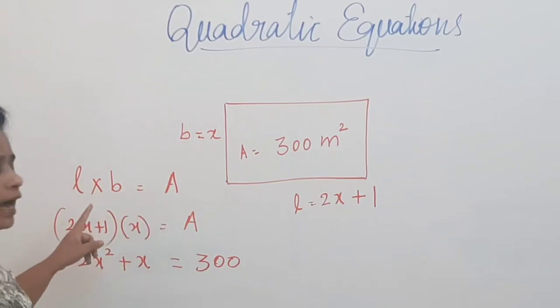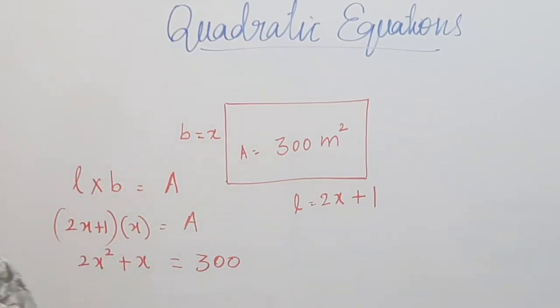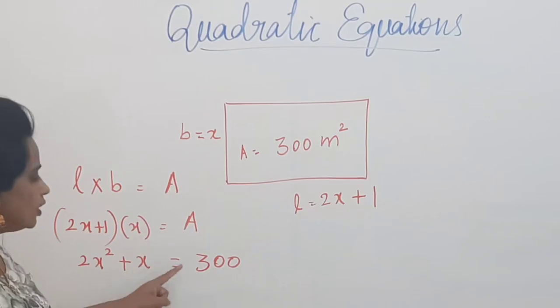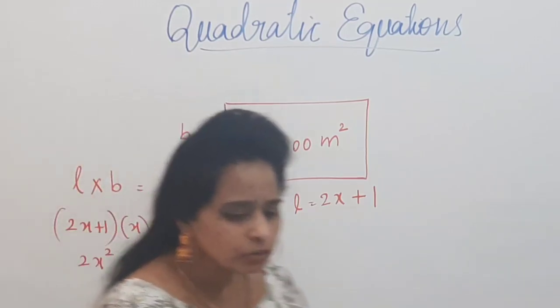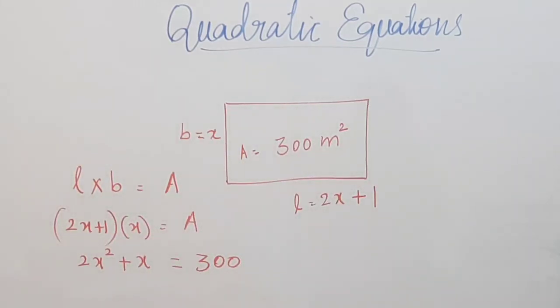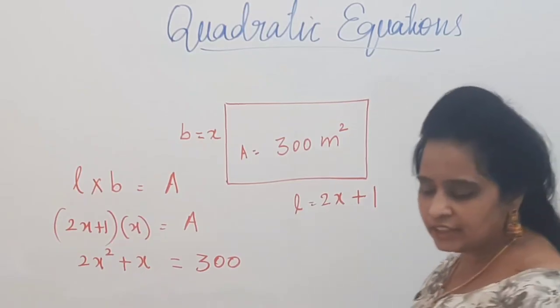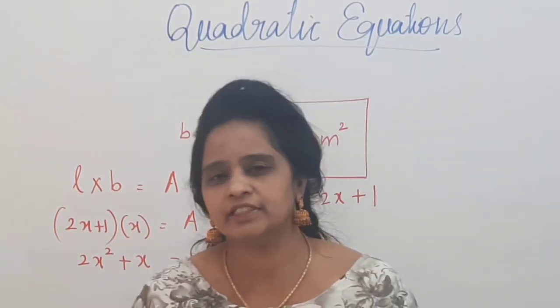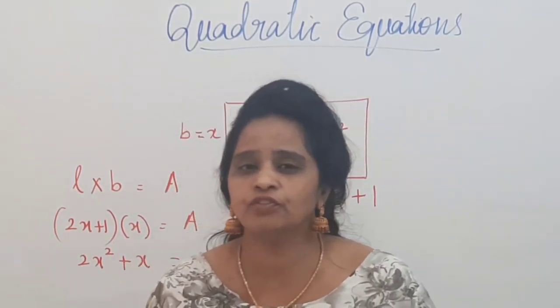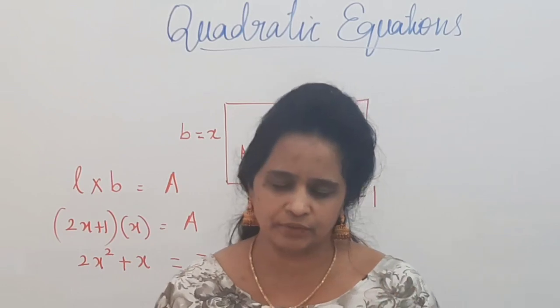Then we will have this quadratic equation to be framed. So I know 2x square plus x is equal to 300. Now you must be understanding that when I get the product of these unknown values, I find the condition to be satisfied. In this type of situation, I have to frame a quadratic equation.